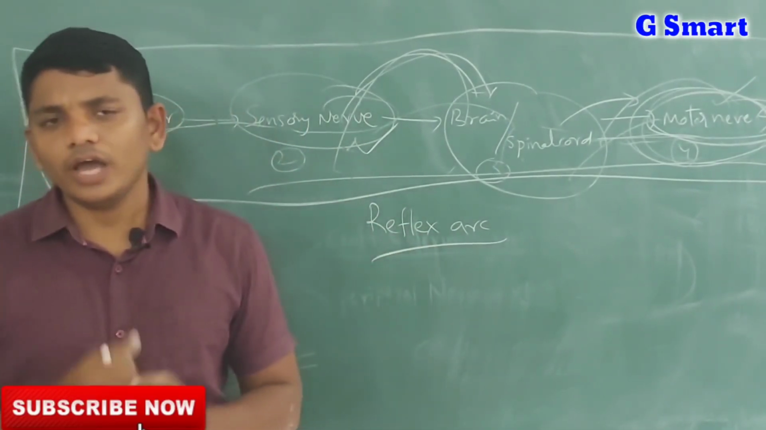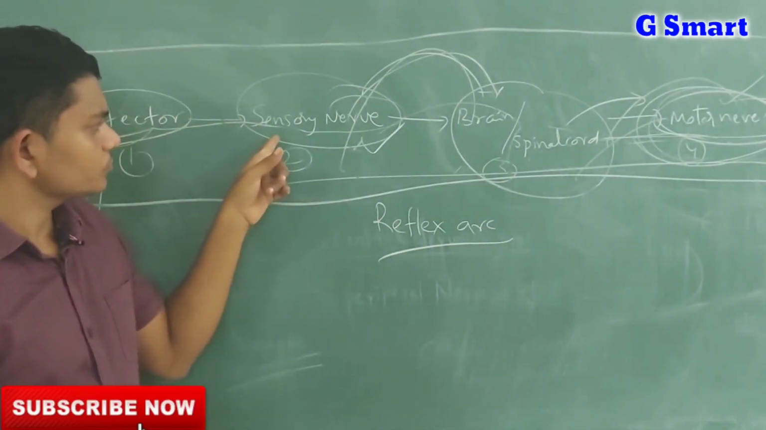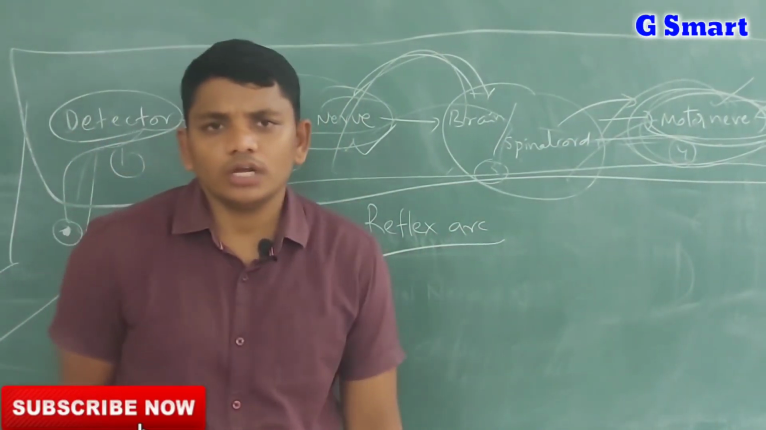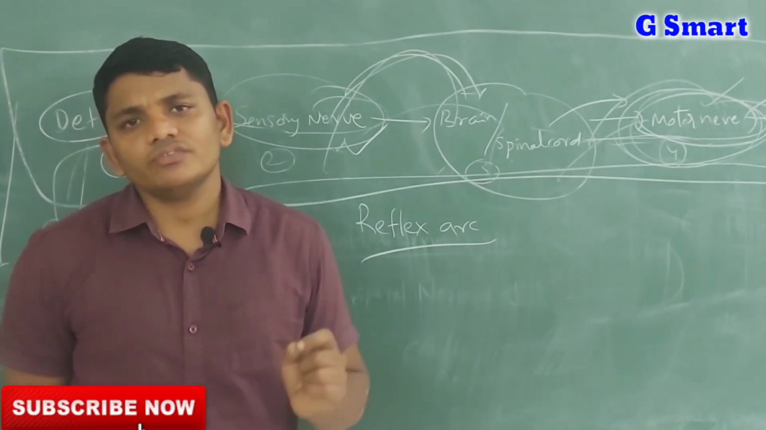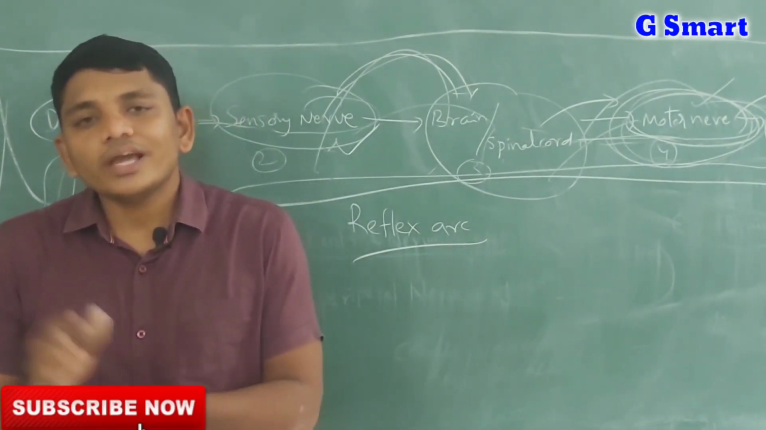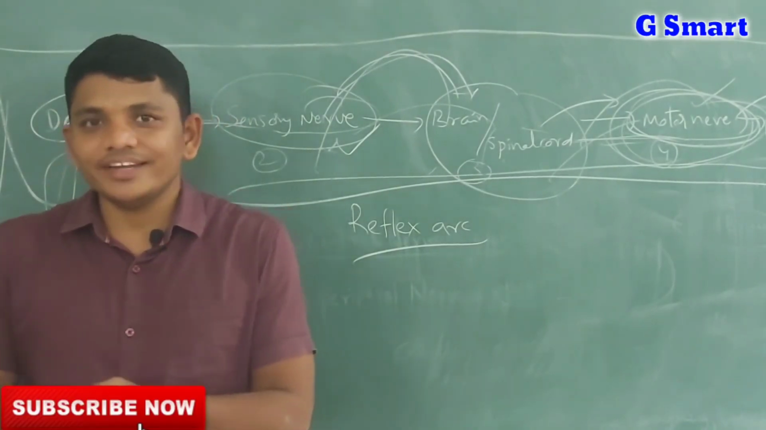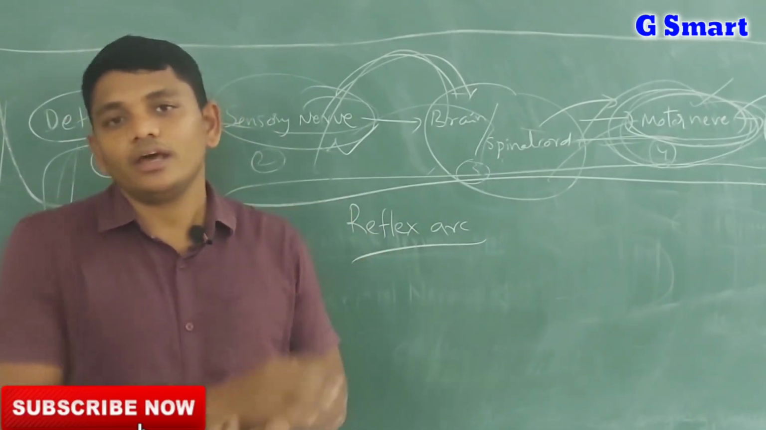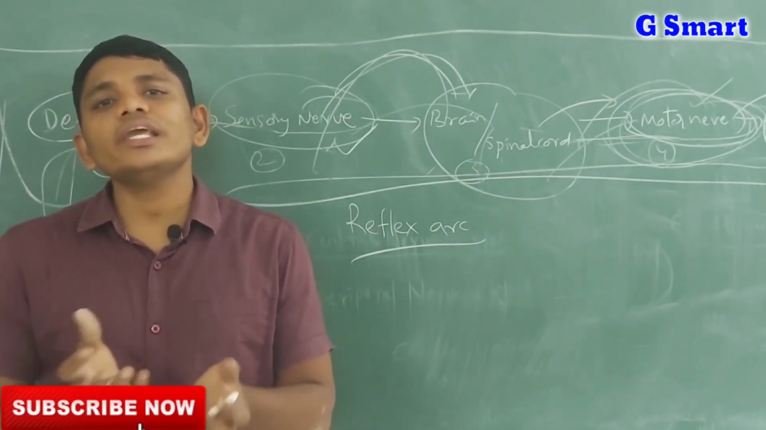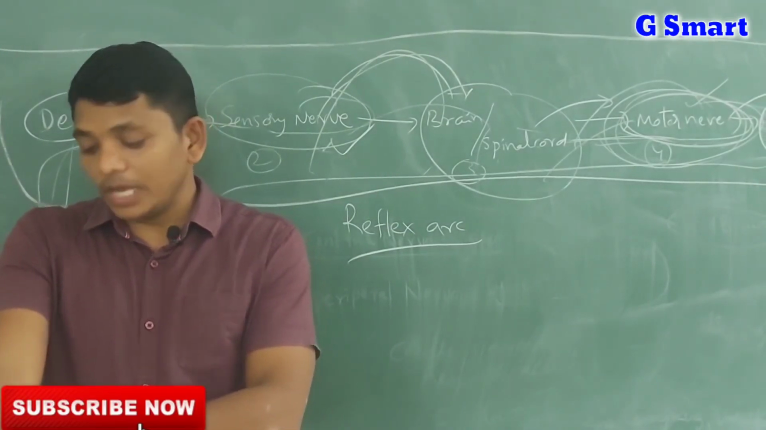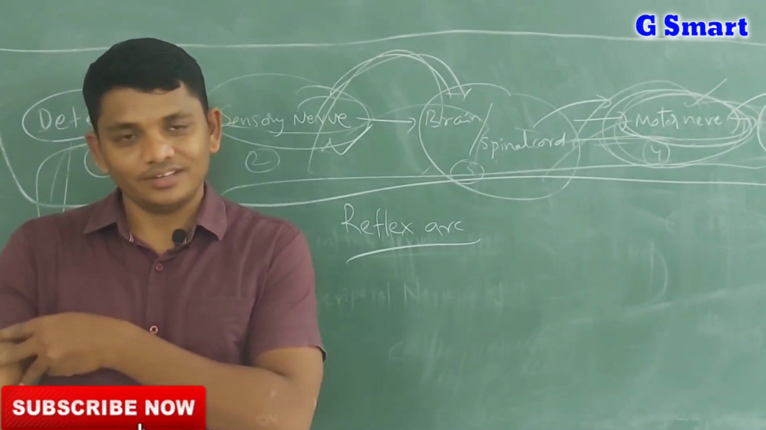Here, you have to know the sensory nerve and motor nerve. The main function of the sensory nerve is to gather information from the detector and carry it to the brain or spinal cord. So it is only carrying the stimulus. So the sensory nerve appears outside of our body, right?